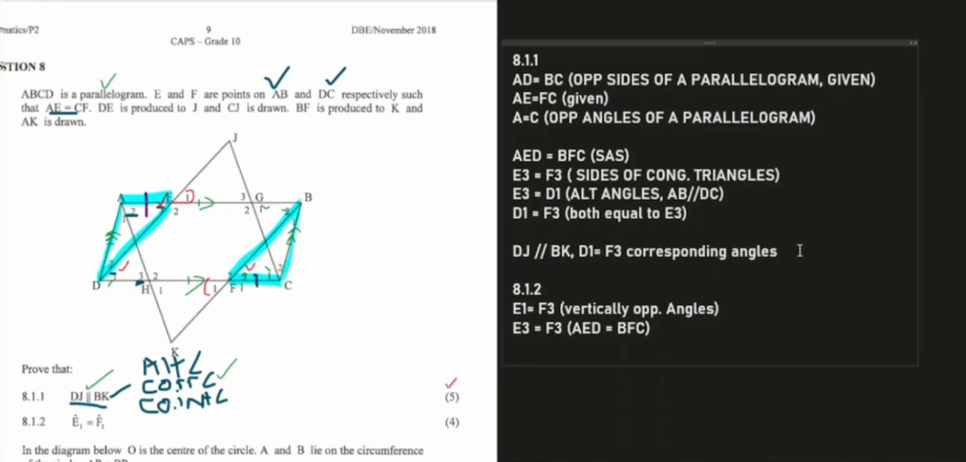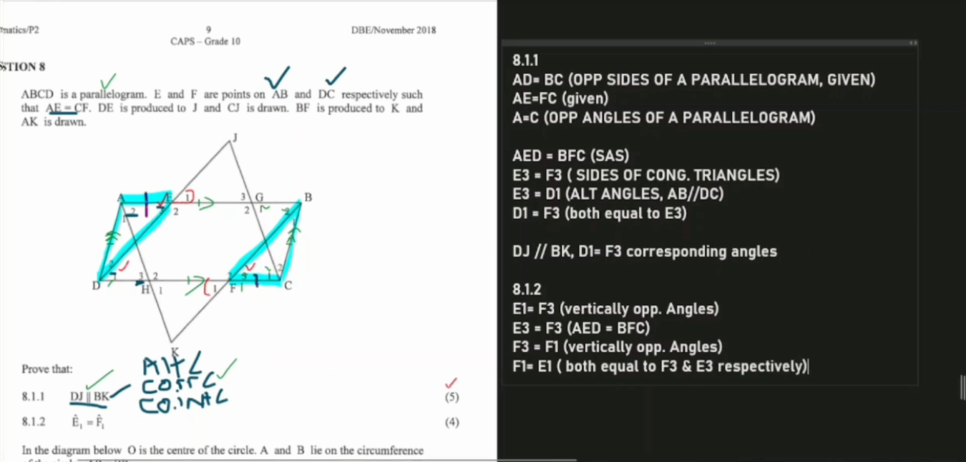Now, F3 is also equal to F1 because these are vertically opposite angles. Therefore, F1 will be equal to E1 because they're both equal to F3 and E3. And then there you have your 4 marks.